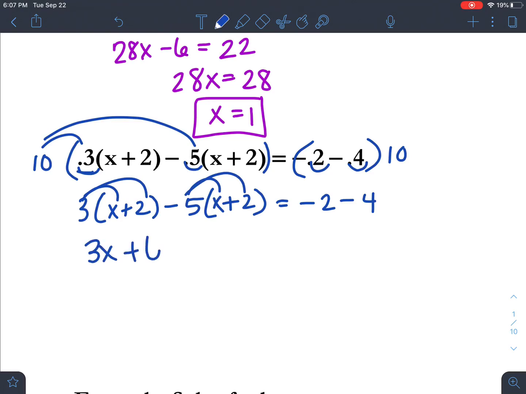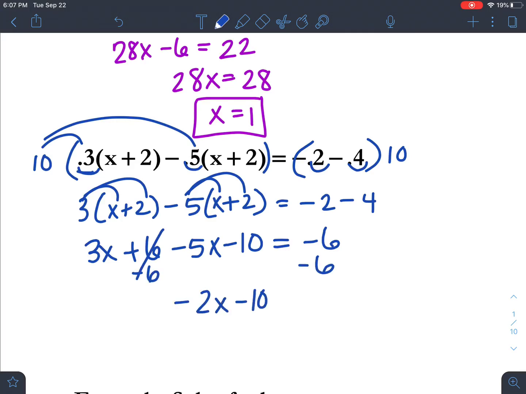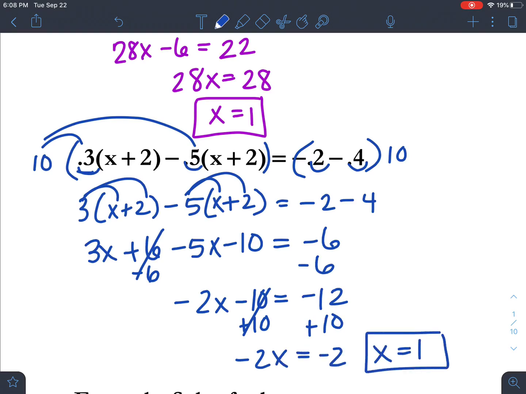So 3x plus 6 minus 5x minus 10 is equal to negative 6. Let's see here. Negative 2x minus 10 is equal to negative 12. And after all that work, we get x equals 1 again.